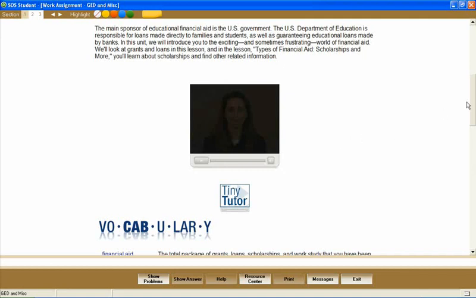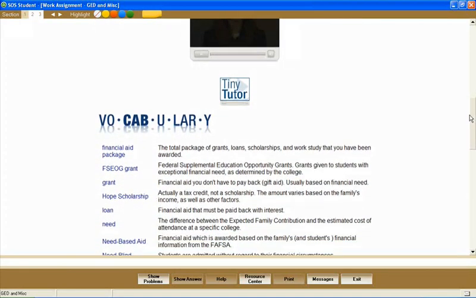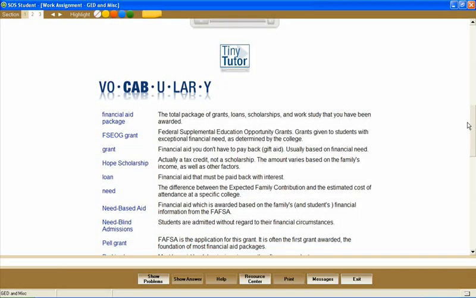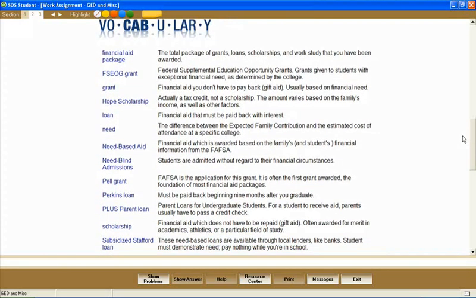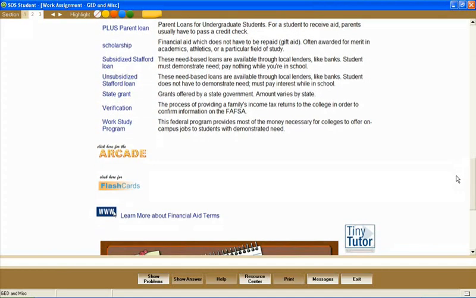At the beginning of most lessons, students will also encounter a list of vocabulary words that will be used throughout the lesson. We've included review and reinforcement activities to encourage mastery of these important words. For example, students can hear the correct pronunciation of each word.